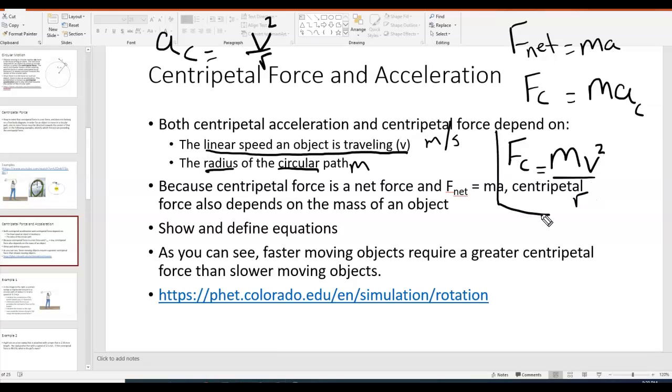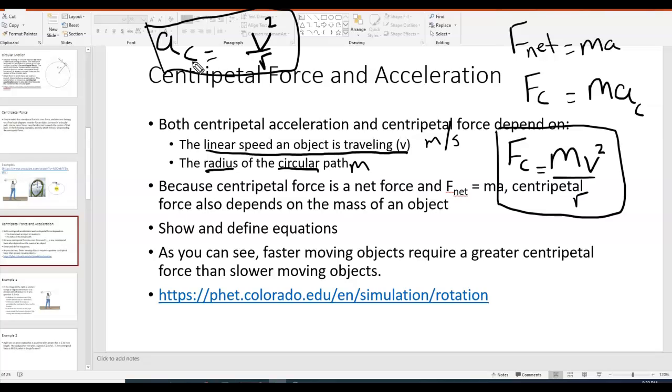We don't have a lot of equations in this unit, but here are two of them: one for centripetal force and one for centripetal acceleration. Notice that they're basically the same equation, except the centripetal force equation has mass in it. If you look at this equation, you'll see that if you move at a faster speed, meaning you have a bigger v, it takes more centripetal force to move at a faster speed.